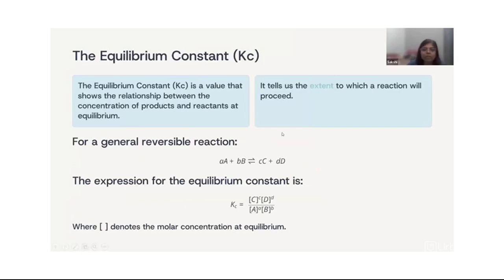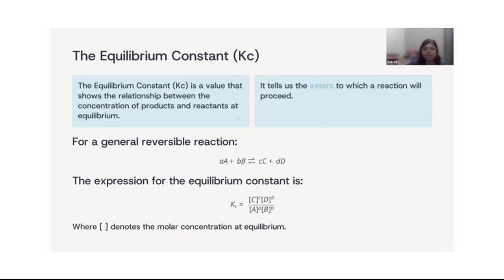So let us move forward. Today we are going to study about the equilibrium constant Kc. What is the equilibrium constant Kc? It is a value that shows us the relationship between the concentration of products and the concentration of the reactants at equilibrium. So once the equilibrium is attained, what is the concentration of reactants, what is the concentration of products, right? It also tells us the extent to which a reaction will proceed. That means when a reaction will attain equilibrium, right?